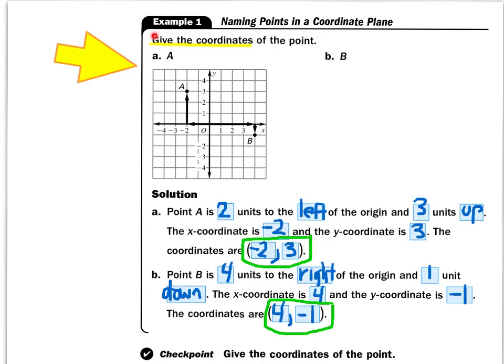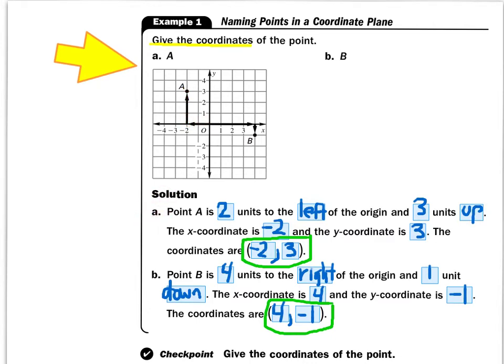Now take a look at example 1 right here. They want us to give the coordinates of the point. So take a look at point A. The way we explain it is we always start at the origin, and then we would tell them to move 2 units left and move 3 units up.